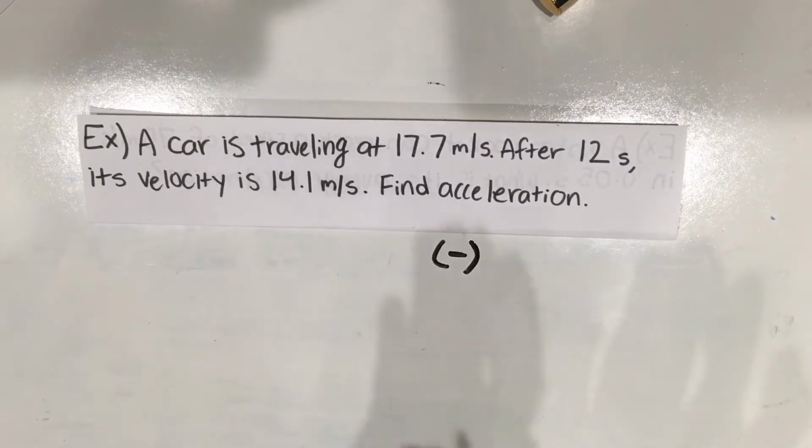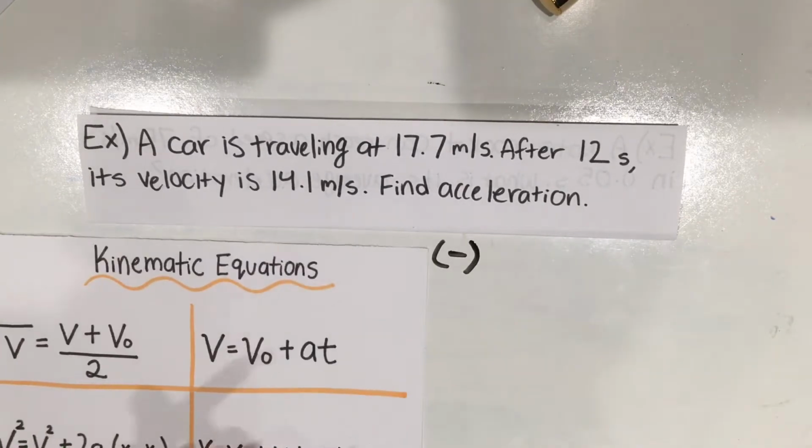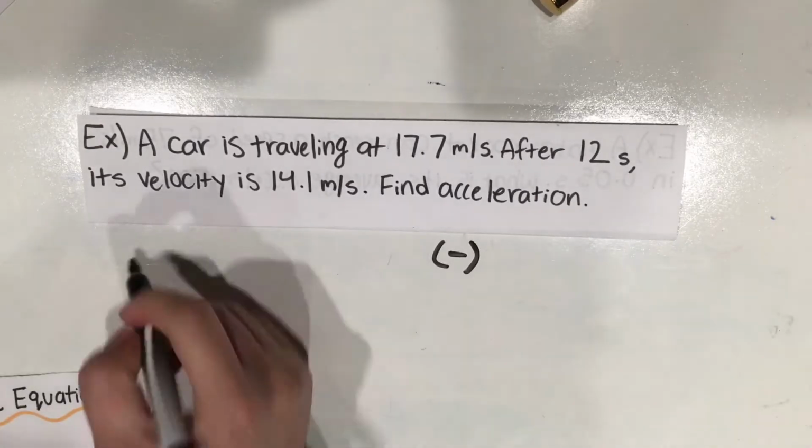So acceleration will always be negative if an object is slowing down, and will always be positive if something is speeding up. So for this problem, we can simply use the equation v is equal to v initial plus acceleration times time. So let me write it out.